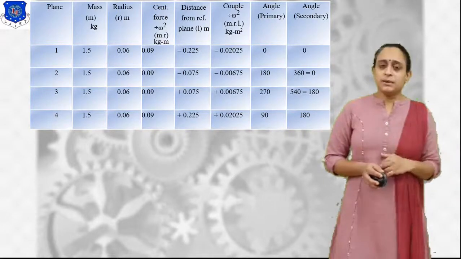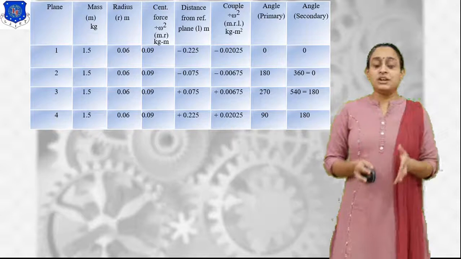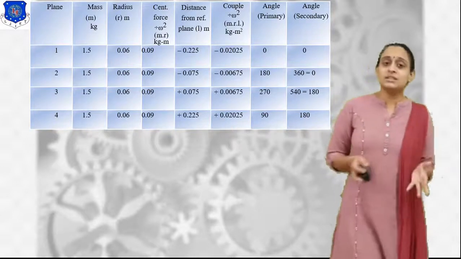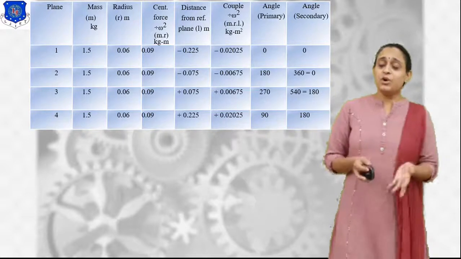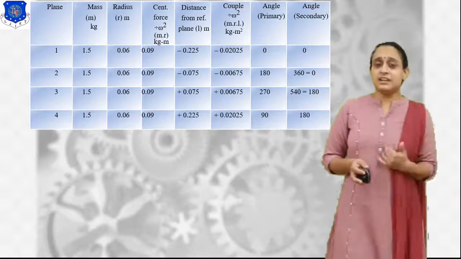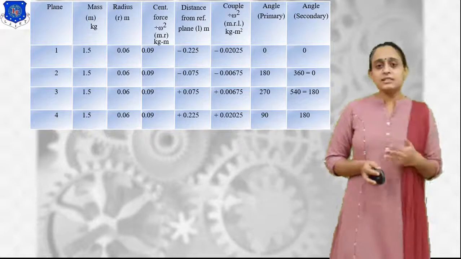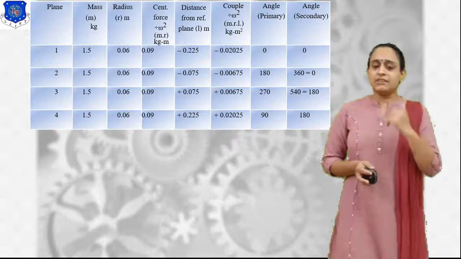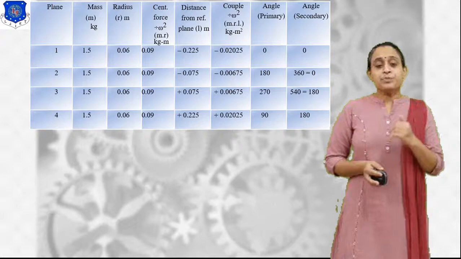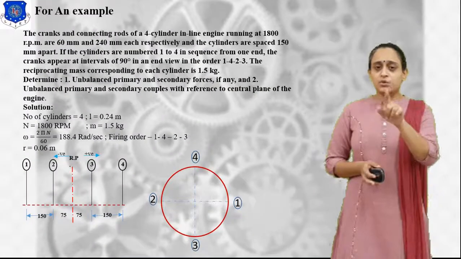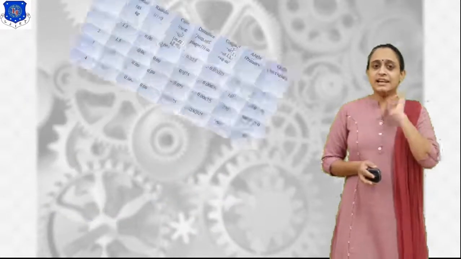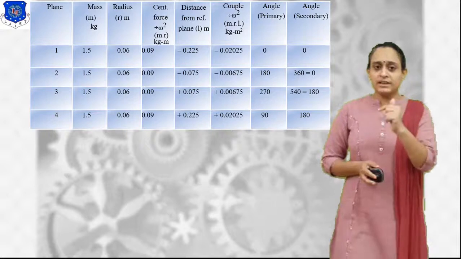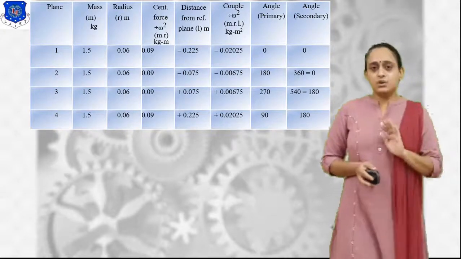Now we need to find out the couple. Right now in this position, I do not need to explain how all these values are formed, as you have already understood this from my previous lectures. Now the angles. Here they are 0, 180, 270 and 90. Why this? As you see in our diagram, 1 is at 0, 4 at 90, 2 at 180 and 3 at 270. Hence I write 0, then 4 at 90, 2 at 180 and 3 at 270.